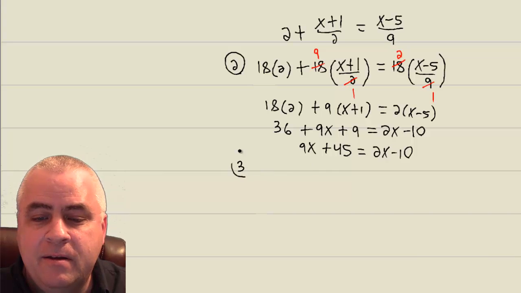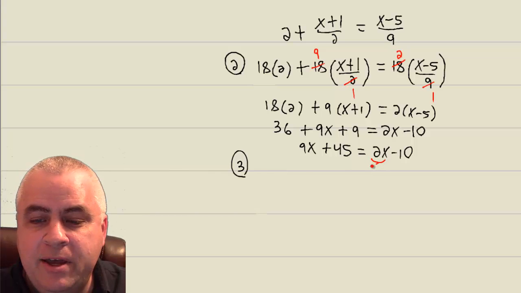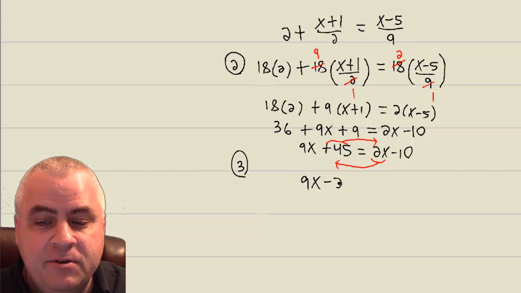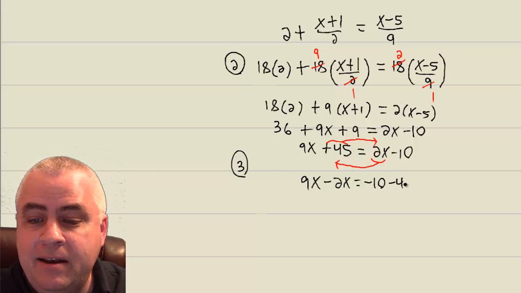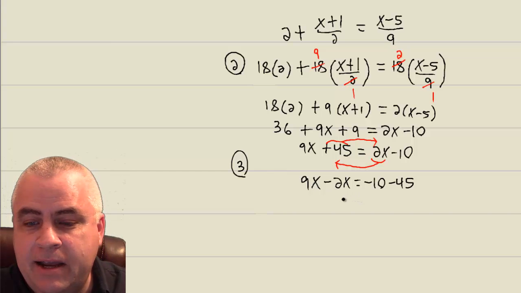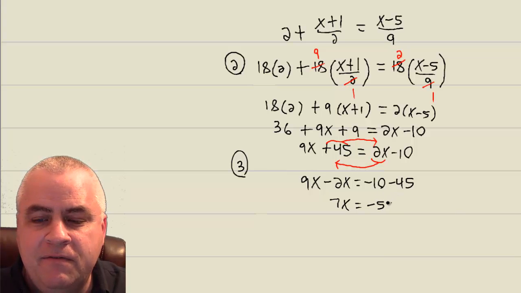Step 3. Get everything with an x on one side and numbers on the other. So I'm going to take this 2x and move it to the left side, and I'll take this 45 and move it to the right side. Remember, when you move anything across your equals, your sign changes. So the positive 2x becomes a negative 2x. The positive 45 becomes a negative 45. At any step, combine together like terms. 9x minus 2x is 7x. And also combine together numbers. Negative 10, negative 45 is negative 55.